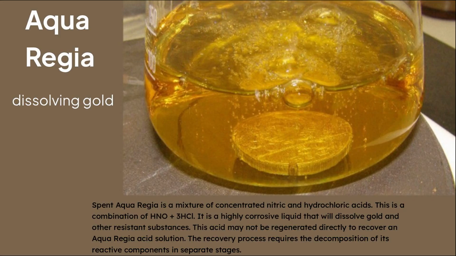Spent aqua regia is a mixture of concentrated nitric and hydrochloric acids. This is a combination of HNO3 plus 3HCl. It is a highly corrosive liquid that will dissolve gold and other resistant substances. This acid may not be regenerated directly to recover an aqua regia acid solution. The recovery process requires the decomposition of its reactive components in separate stages.